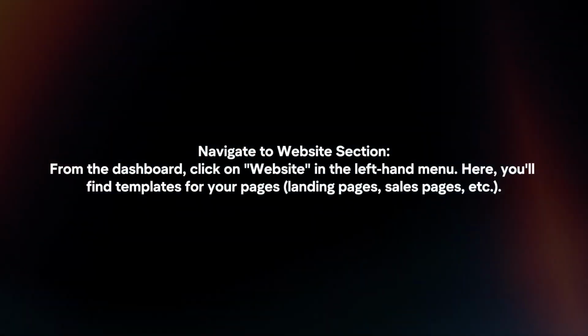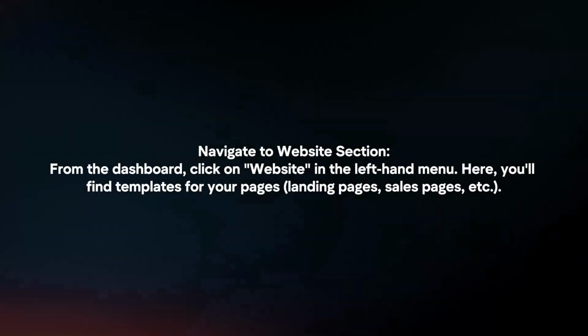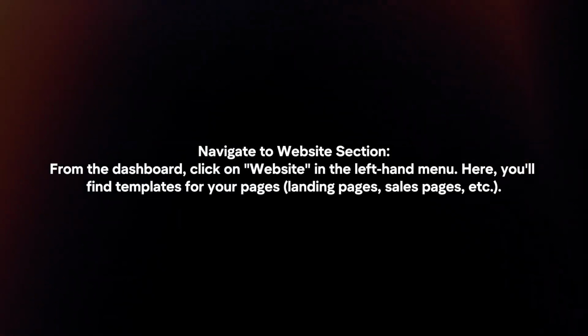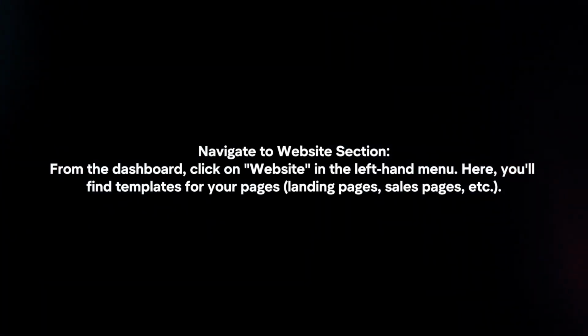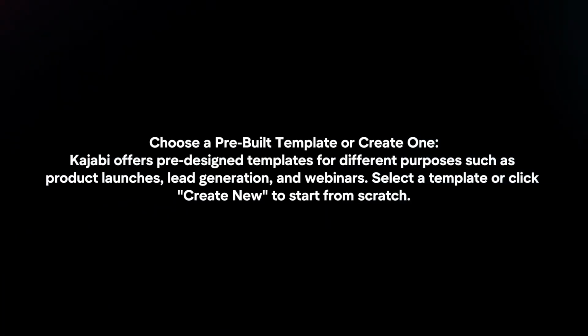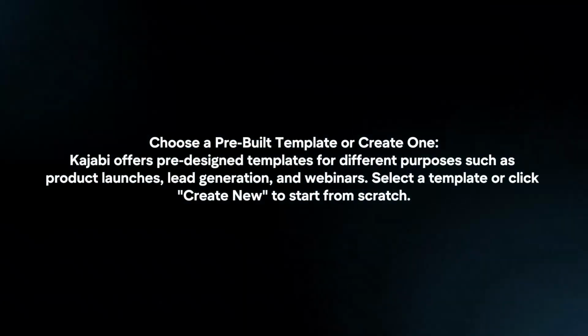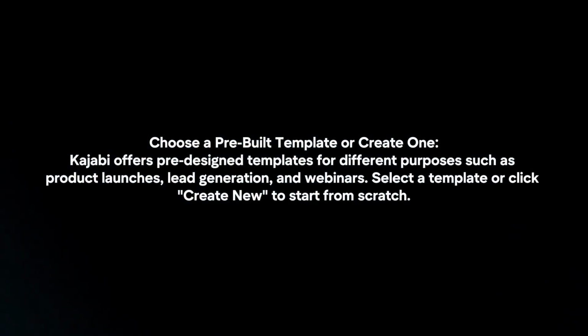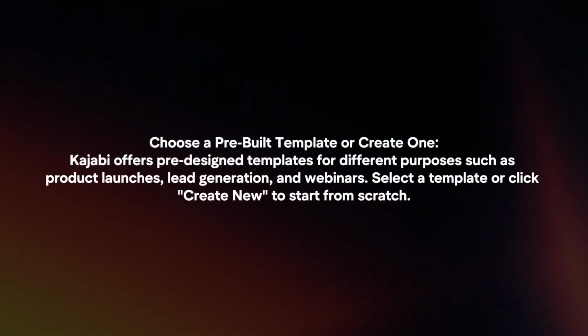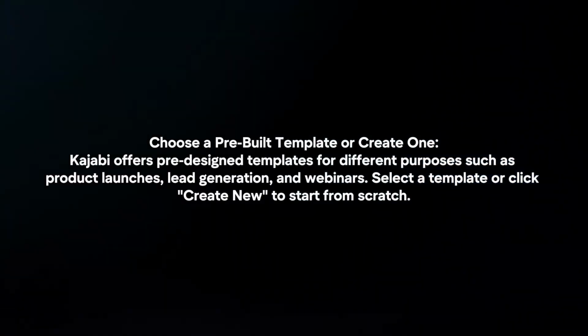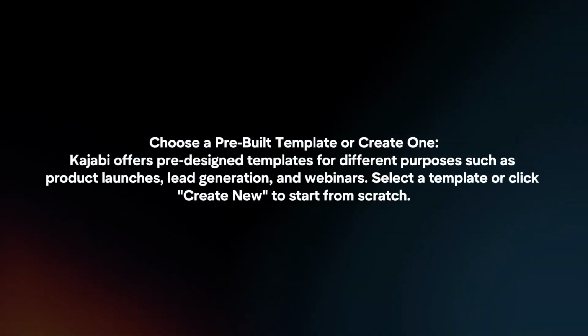Navigate to the website section. From the dashboard, click on Website in the left-hand menu. Here, you will find templates for your pages. Choose a pre-built template or create one. Kajabi offers pre-designed templates for different purposes, such as product launches, lead generation, and webinars. Select a template or click Create New to start from scratch.